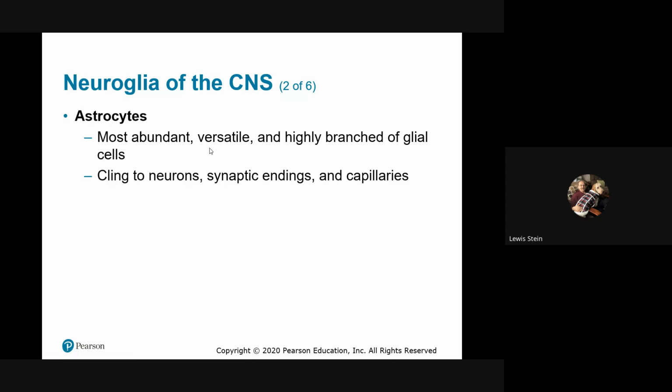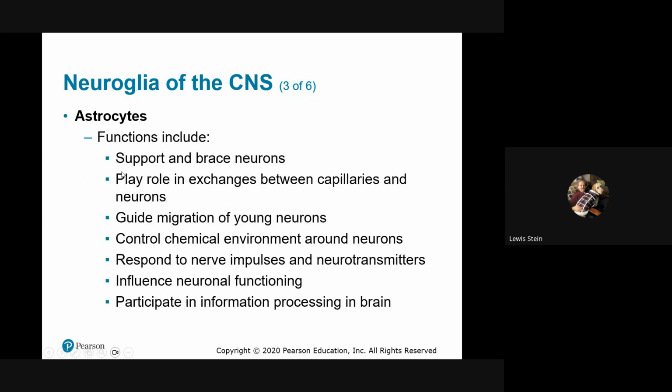They're part of development. They're part of function. So they cling to the nerves. They cling to where they meet other nerves, synaptic endings, and they cling to the capillaries. So they're supportive in nature. They hold things together. I was just explaining to you in a little bit of detail the role that they play in the exchange. They are part of development.